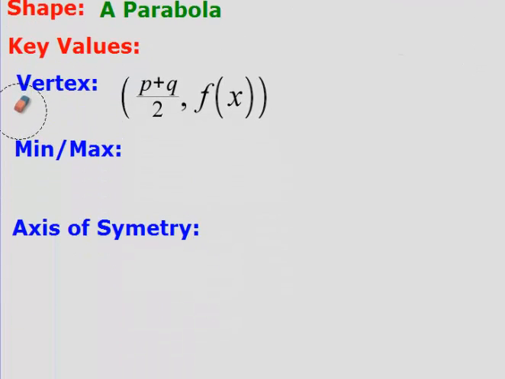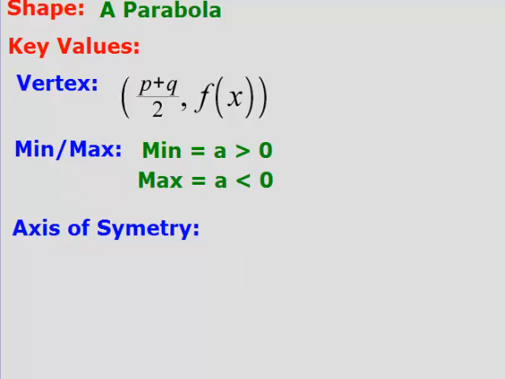Everybody all right? When do we get a minimum? When a is what? Greater. Maximums are when a is less than, right? Okay, axis of symmetry: vertical, horizontal, or skew? Vertical, so it's going to be an x equals, right? And this time you're going to tell me, what is x going to be equal to? What would I write in here? p plus q over 2, because the x value for my axis of symmetry is going to be the x value for the vertex.